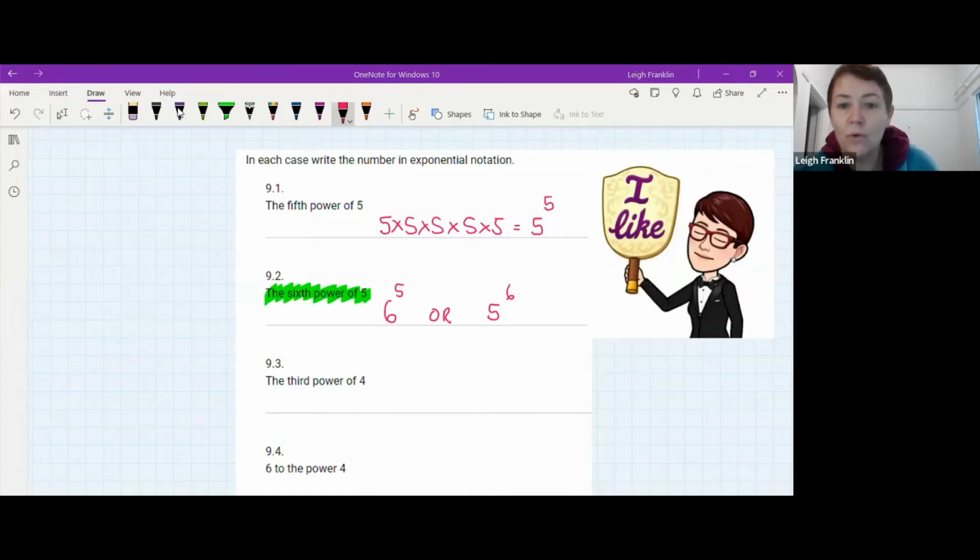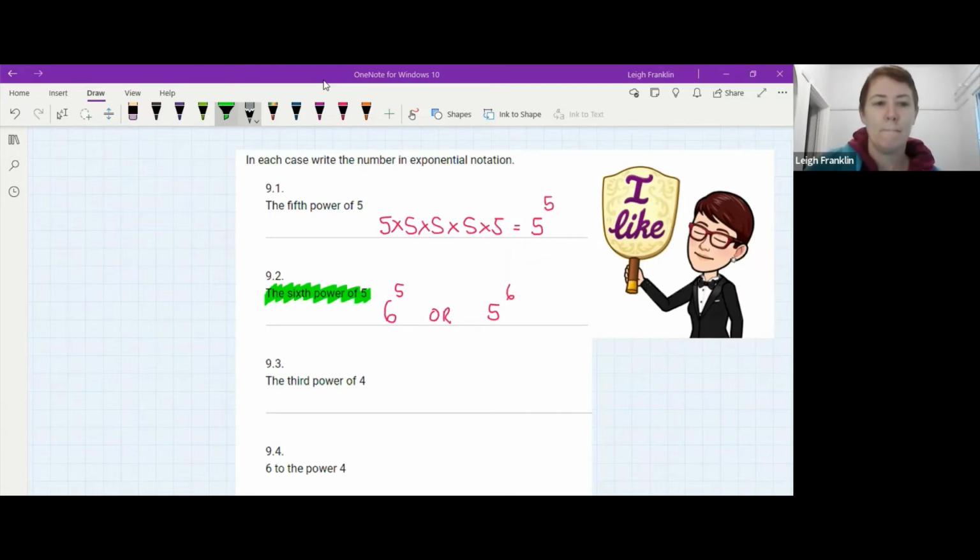Oh, sorry, ma'am. I think it's 5 to the power of 6. Which one do you think it is, Gift? Sorry, Motsibang. I think the second one, 5 to the power of 6. That's right. So when they talk about the 6th power of 5, they are implying that 5 is the base and 6 is going to be the exponent. Well done. All right, lovely. Good job. Ma'am, can I please answer 9.3? Sure, go for it.